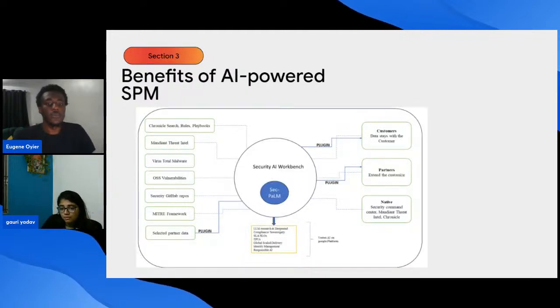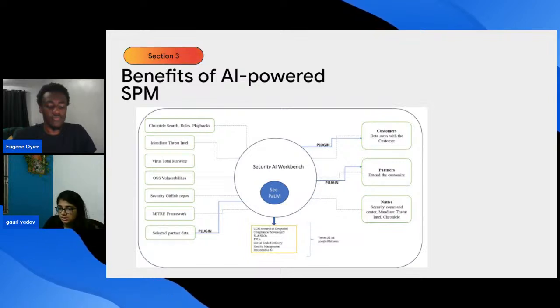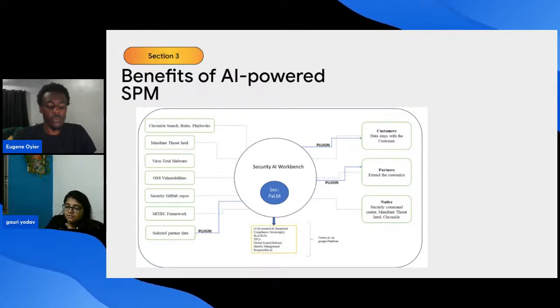So now we understand the limitations of manual testing or manual security assessment, and why we consider AI powered SPM. What is SPM? AI powered SPM is security posture management. What are the benefits of this security posture management?